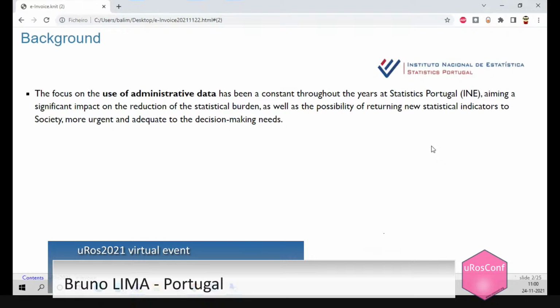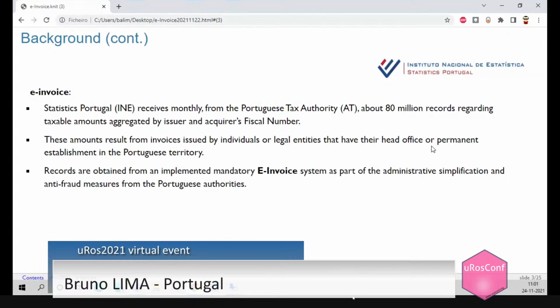Okay, some background. The focus on the use of administrative data has been a constant throughout the years at Statistics Portugal, aiming at a significant impact on the reduction of statistical burden, as well as the possibility of returning new statistical indicators to society, more urgent and adequate to decision-making needs.